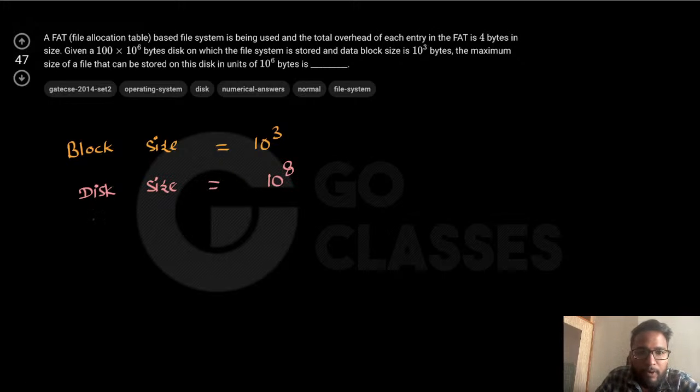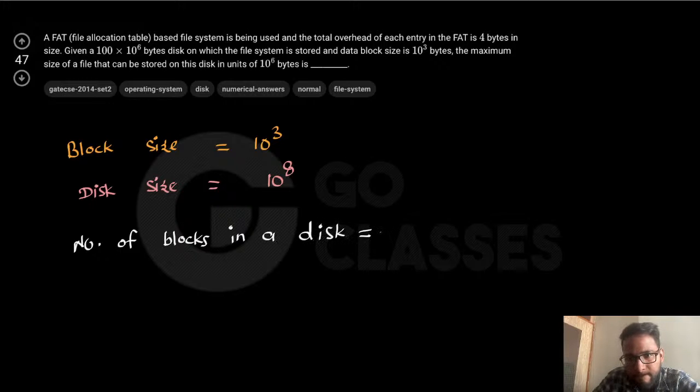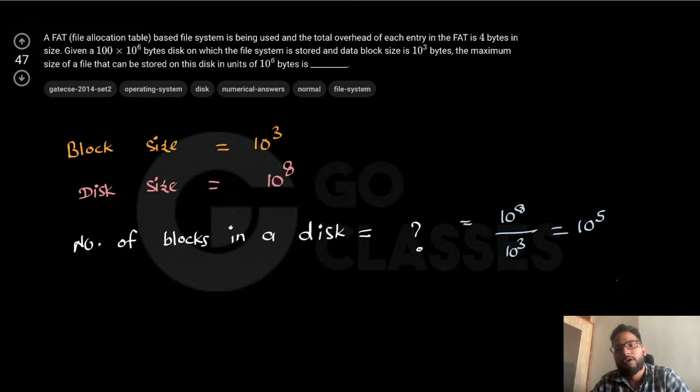Now, can you tell me the number of blocks in a disk? Can you tell me this number? What will it be? I think it will be 10^8 upon 10^3. These many blocks will be there in the disk. Do you all agree? Right? And now, please let me know if there is any problem here.